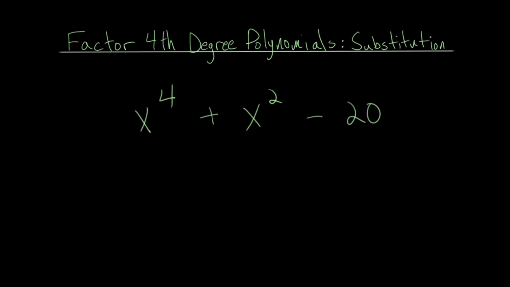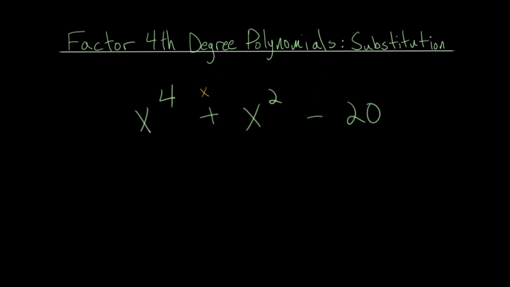In this video, I'd like to continue talking about factoring fourth degree polynomials using substitution. And we have this example problem where notice we have a fourth degree polynomial, since that's the power of the highest power term. And this is a special case of a fourth degree polynomial where notice we are missing the x cubed term and we are missing the linear term, x to the first power.